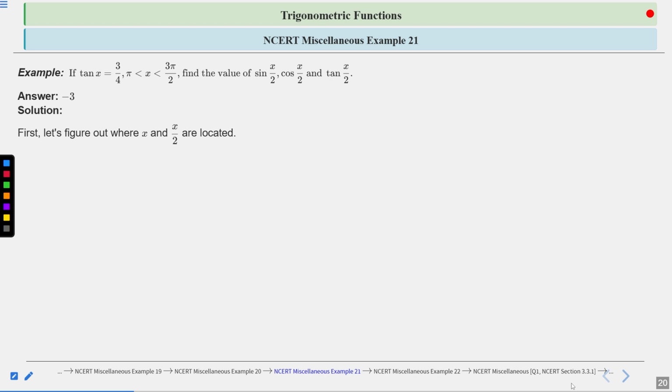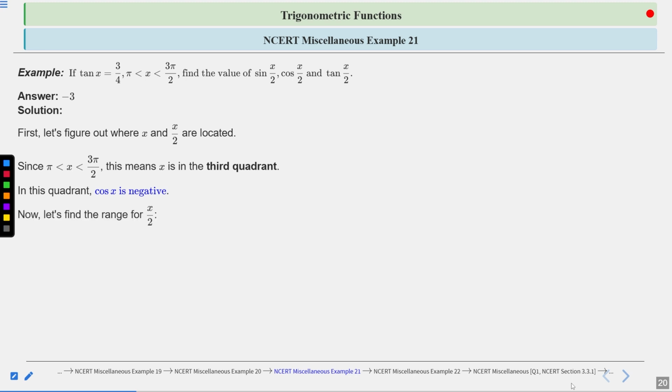So first let's figure out where x and x/2 are located. x is between pi and 3 pi by 2, which means x is in the third quadrant. In this quadrant, cos x is negative. Now let's find the range of x/2. Dividing the inequality by 2 gives x/2 lying between pi by 2 and 3 pi by 4.